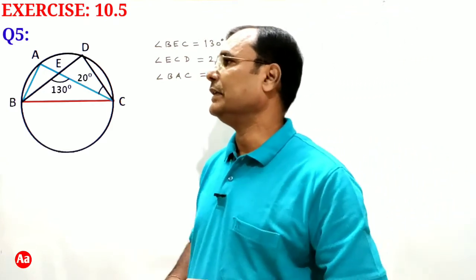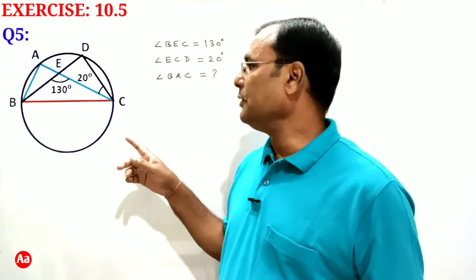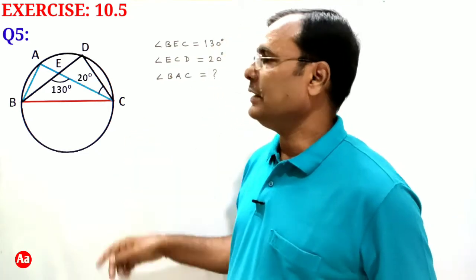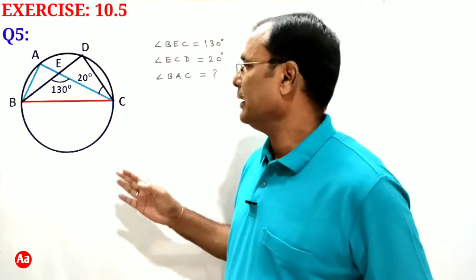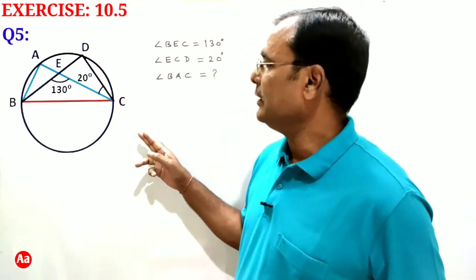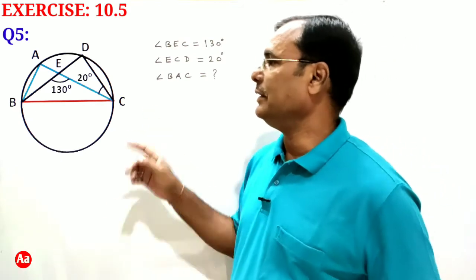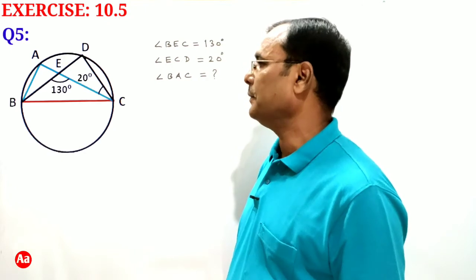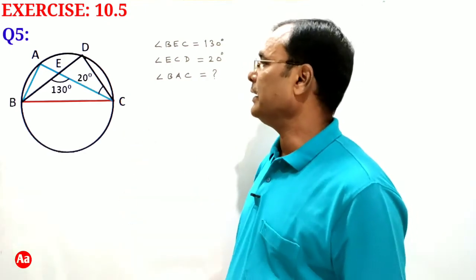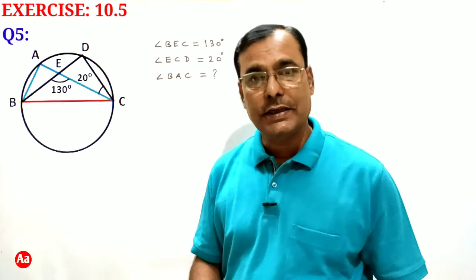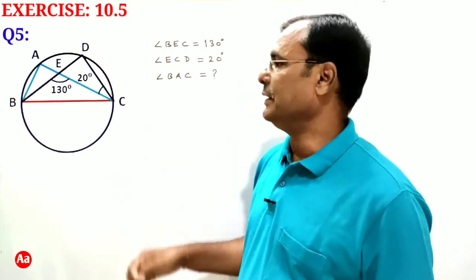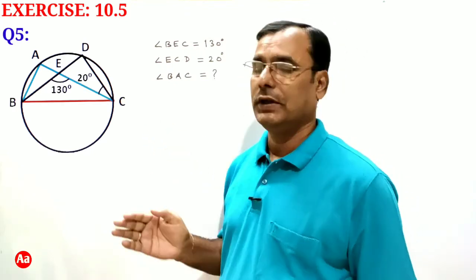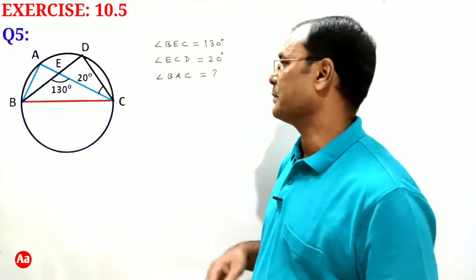See triangle ECD. In triangle ECD, one angle ECD is given 20 degrees and angle BEC for triangle ECD is an exterior angle. So using the exterior angle property of a triangle ECD, we can find angle EDC, which is the same as angle BDC. So first let's find angle EDC, which is equal to angle BDC.